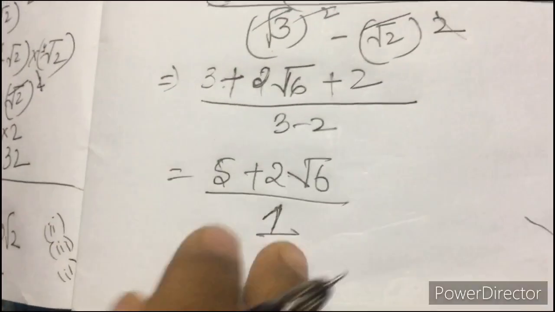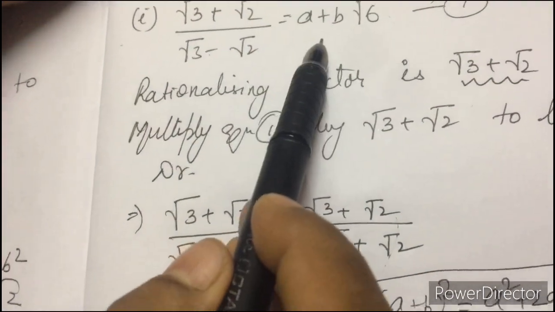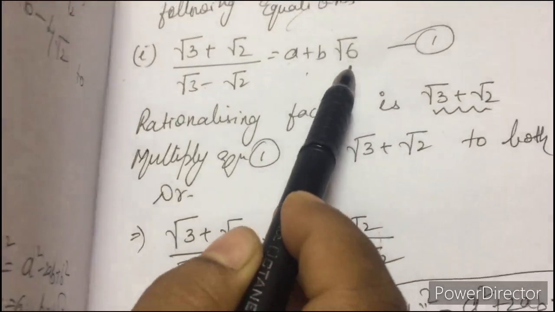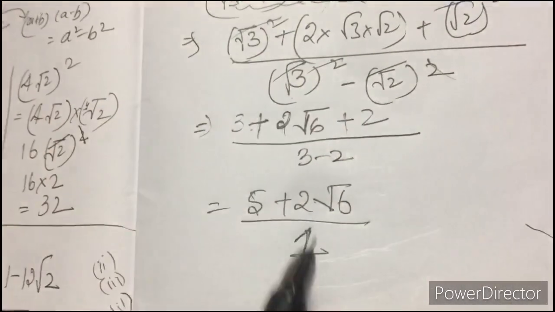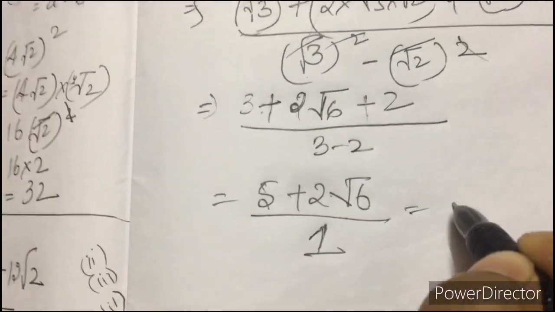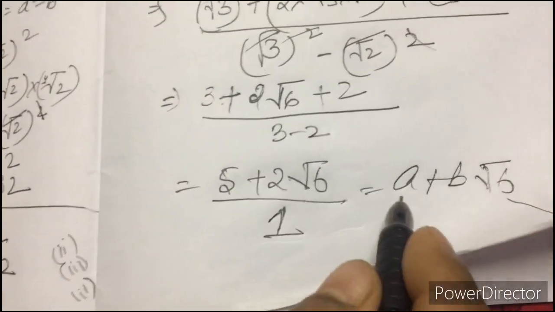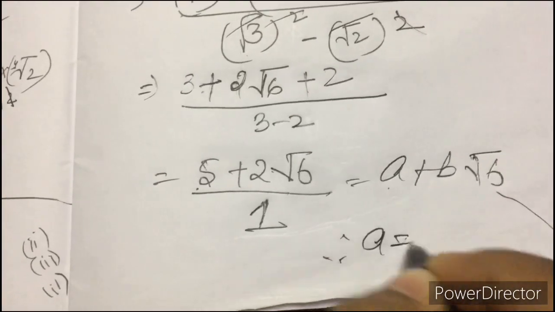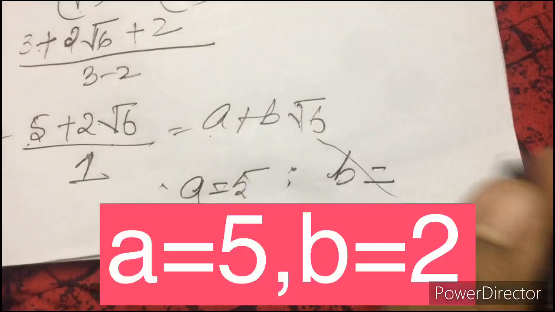You can observe. See the question here: A plus B root 6. See here, 6 is there. I got 6 here in the answer. I can show you A plus B root 6. See here, I got 6. So this is equivalent to A plus B root 6. So what is the value of A here? You can see here 5. So therefore A equals 5. B equals 2.